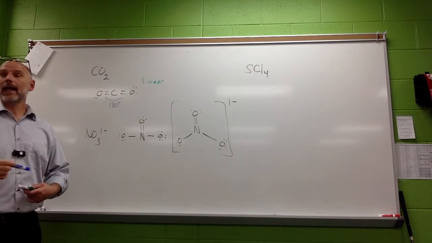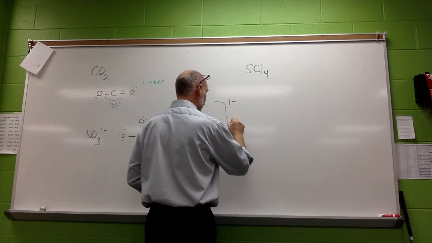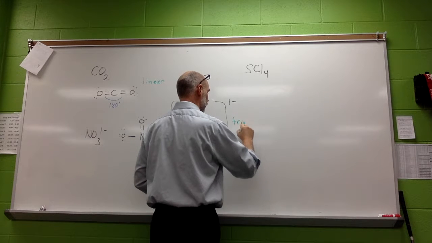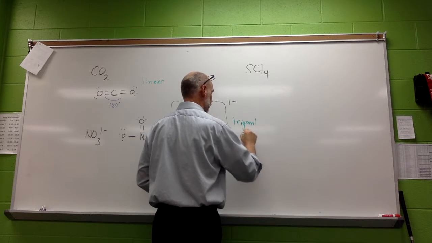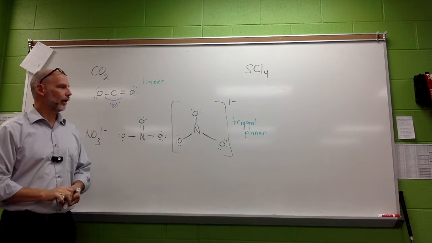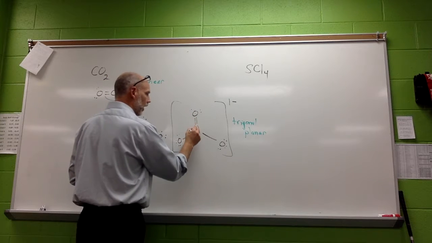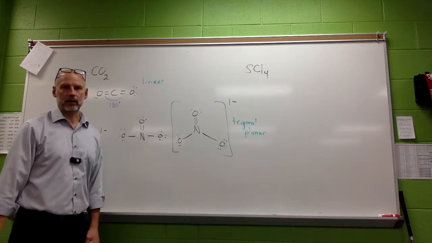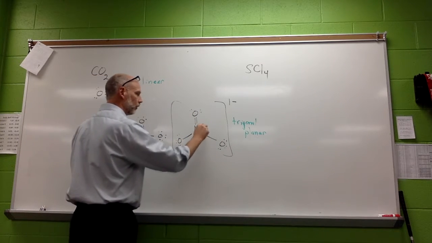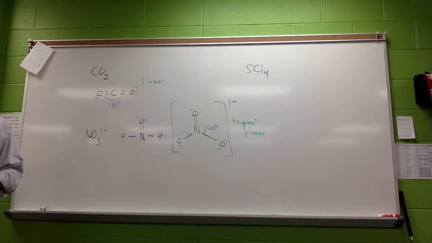Now, what is the name of this molecular geometry? Trigonal planar, because there's no lone pair of electrons around the central atom. And what will be the oxygen, nitrogen, oxygen bond angle? 120.